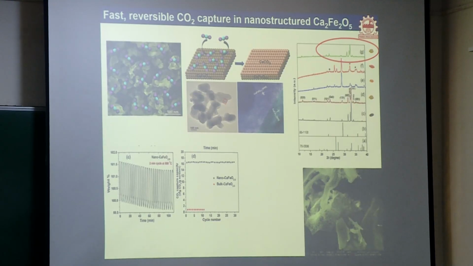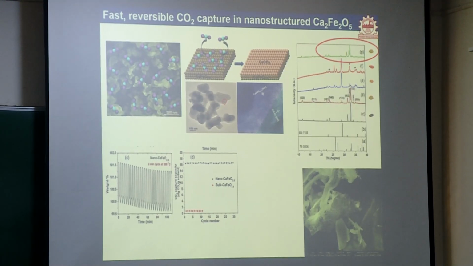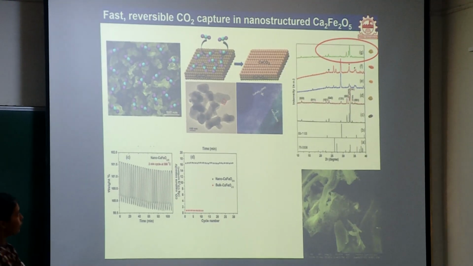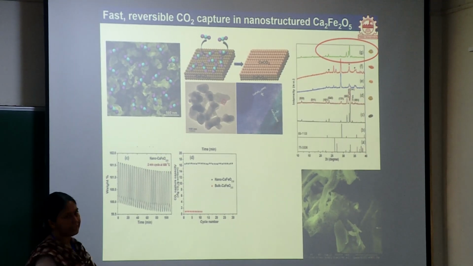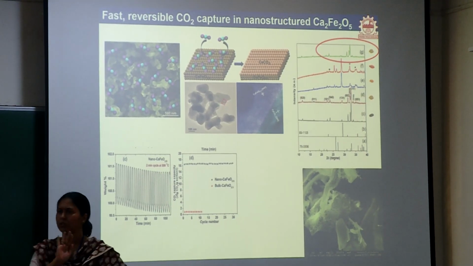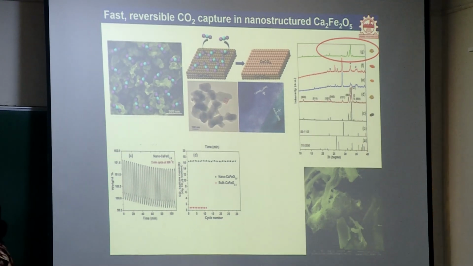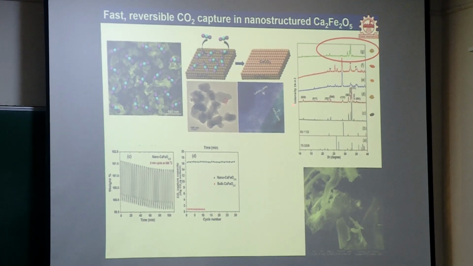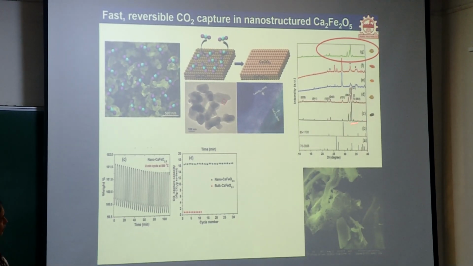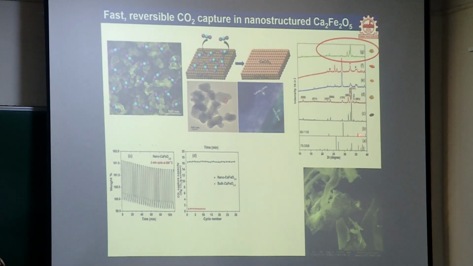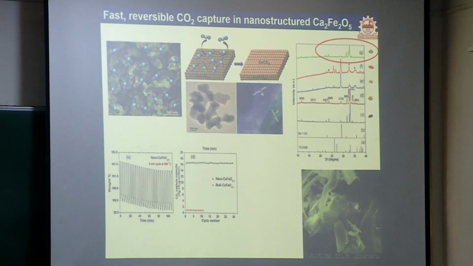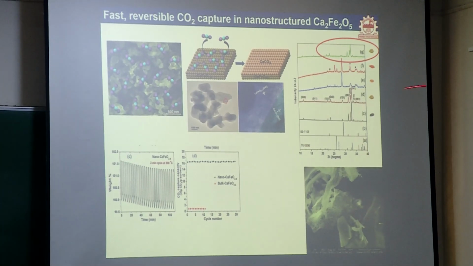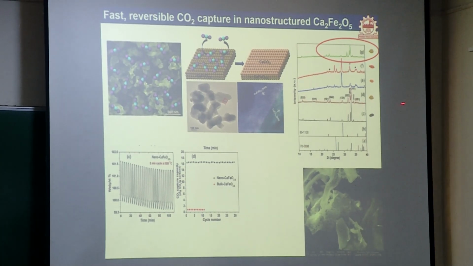When it is in a bulk form, that is, the size is much higher, CFO is actually, if you see this brown, this is called the XRD pattern. It will tell you that this is calcium ferrite. This is bulk calcium ferrite. It is dark in color. But if you make it into a nano form, there are various ways of synthesis to make it into nano form, you see the color is different here.